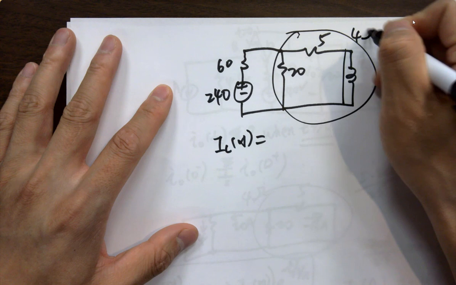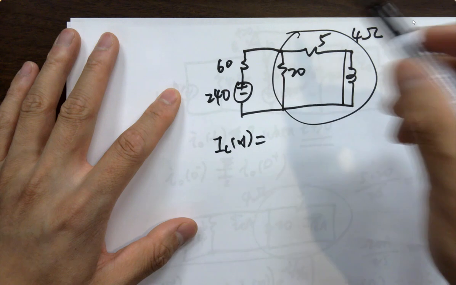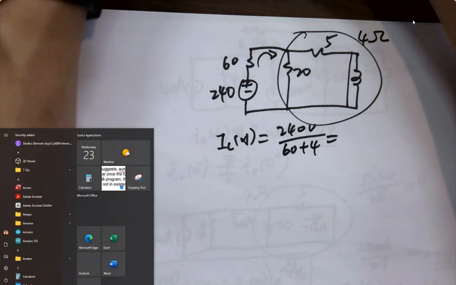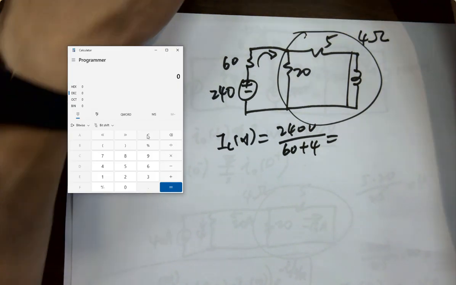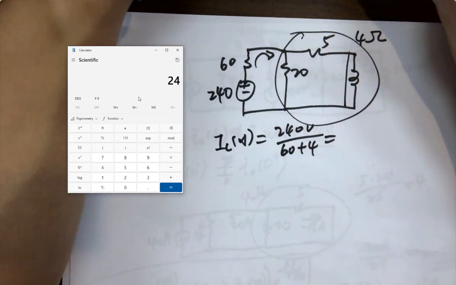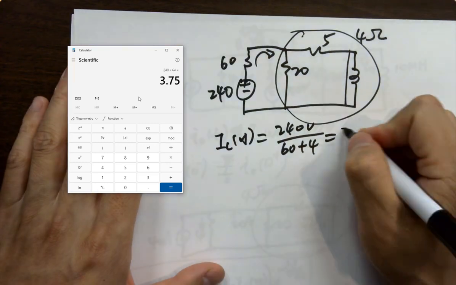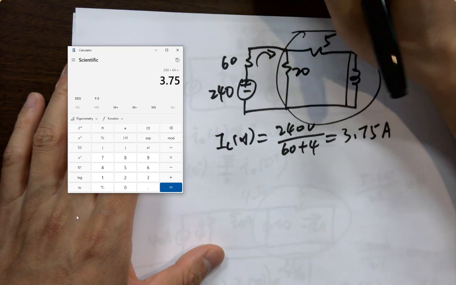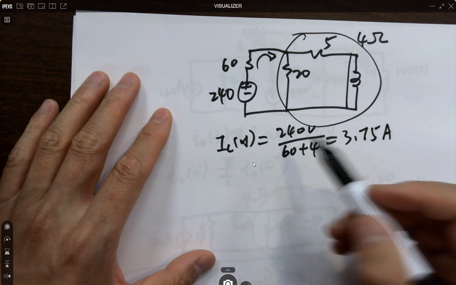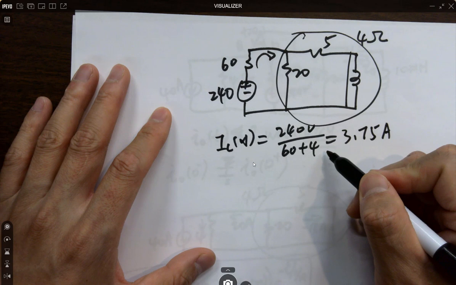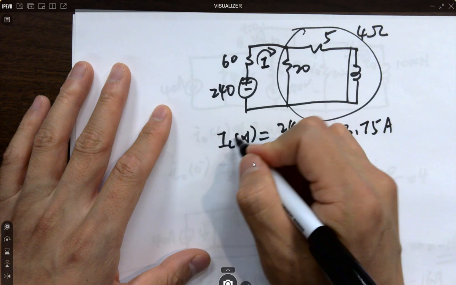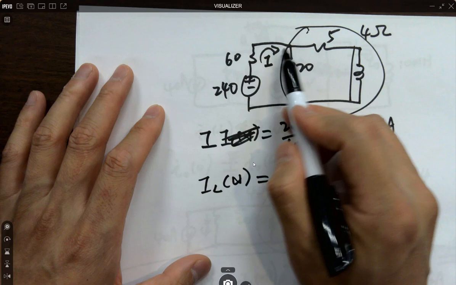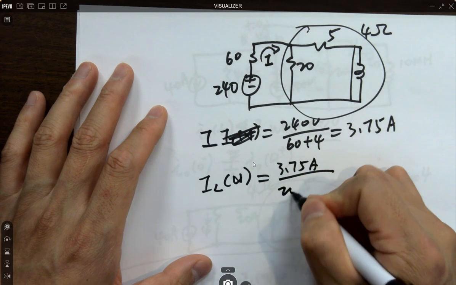So these two give you 4 ohms. So the current here is 240 volts divided by 60 plus 4. 240 divided by 64, 3.75 amps. Oh, not done yet. Let's label this as I. So IL(infinity) is the current divider. You got this current over here, current divider. This is 3.75 amps divided by 20 plus 5 times 20.